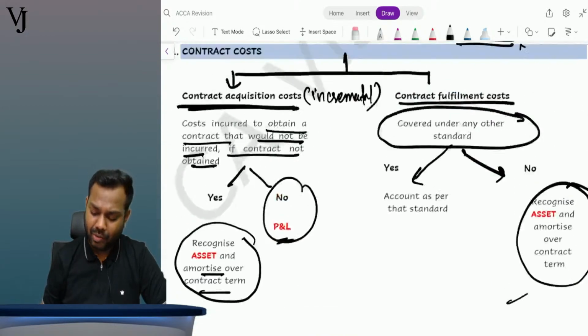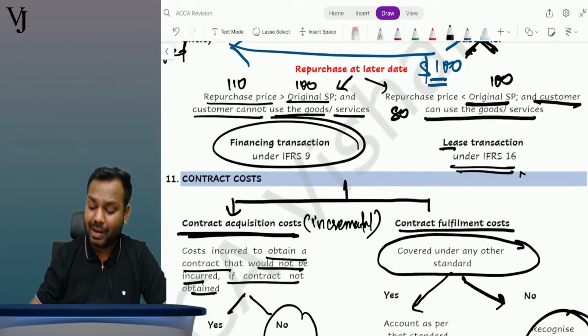Krishna, I explained it. See here, I told you the repurchase price is less than the selling price. I wrote 80 here, see.